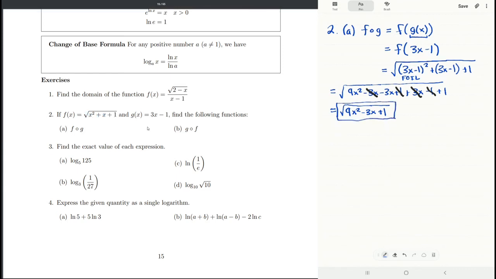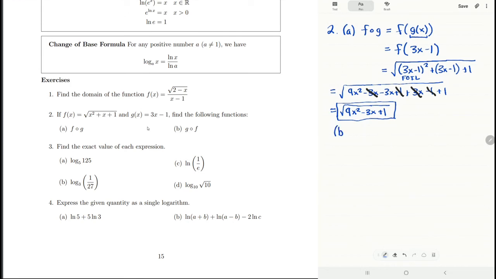Next, we'll look at g composed with f. And this is defined to be g of f of x. So here we look at substituting our f of x. So our f of x is the square root of x squared plus x plus 1. So this will be equal to g of the root of x squared plus x plus 1.